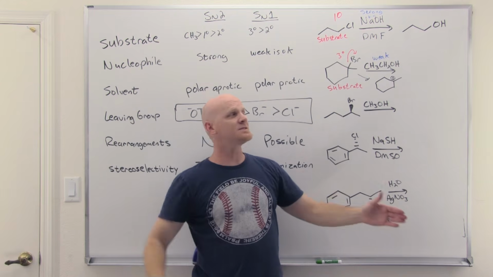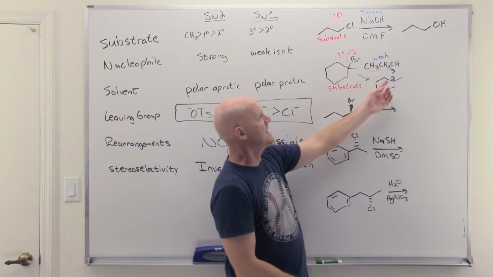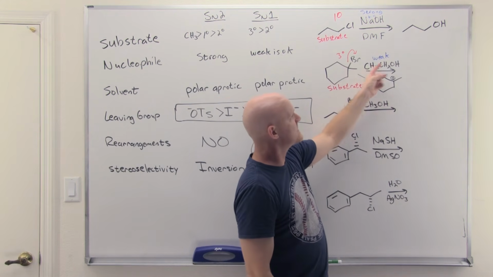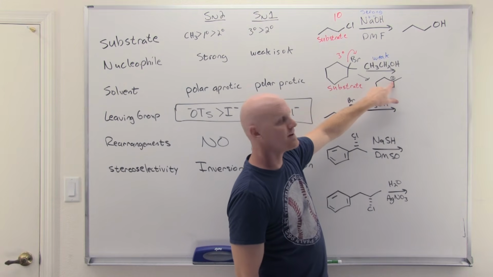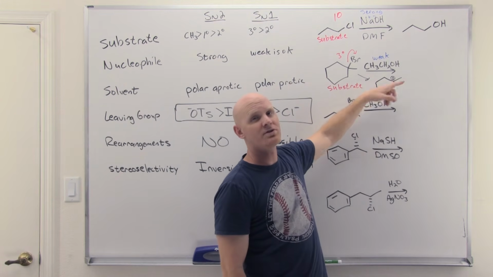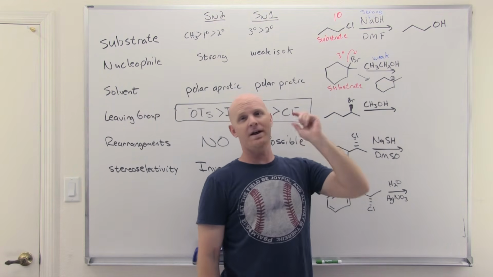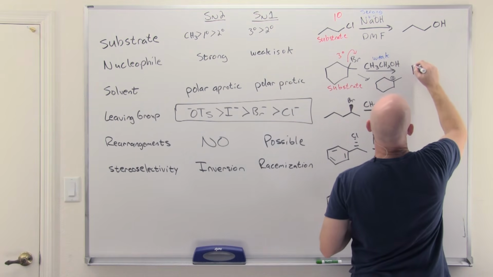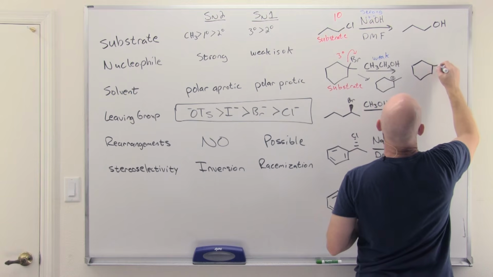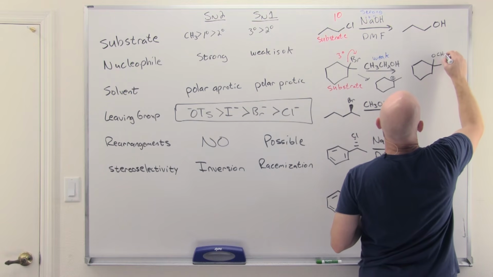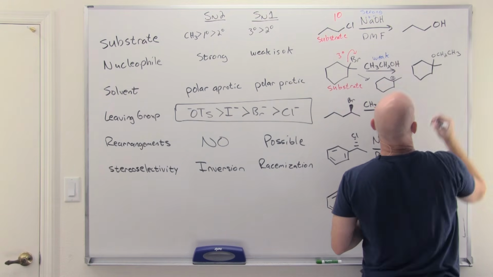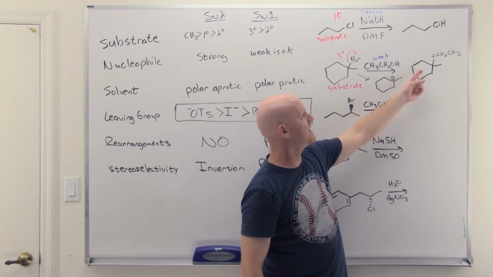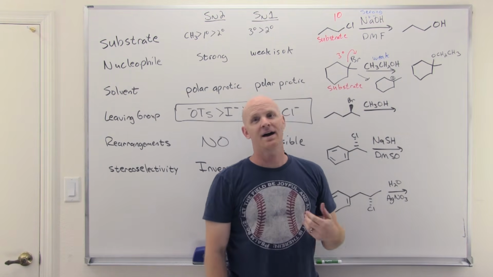No favorable rearrangements, nothing I have to worry about. So in this case, ethanol is what's doing the substituting. Oxygen's going to come and attack that carbon and attach. But again, with a neutral nucleophile, you've got to remember that you'll deprotonate right after. And so in this case, we will end up with this as our product, and this did not occur at a chiral center.